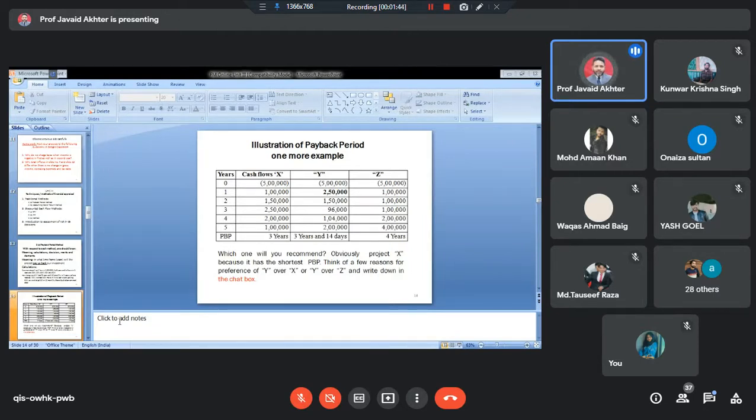The earlier you recover, the better it is. If you are recovering your money in a shorter period, you are guarding yourself against the risk which may take place in the coming several years. Although risk may be there in that time period also, as I said before, the lesser the time period in which the risk is likely to be there, the better it is for the company.